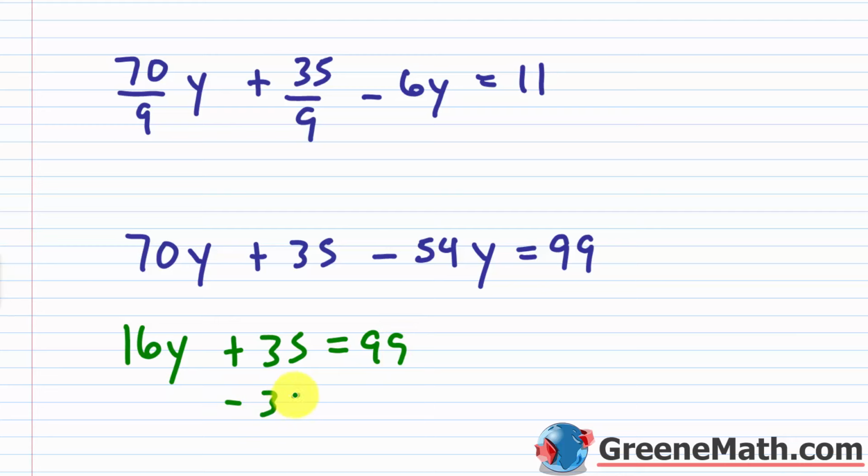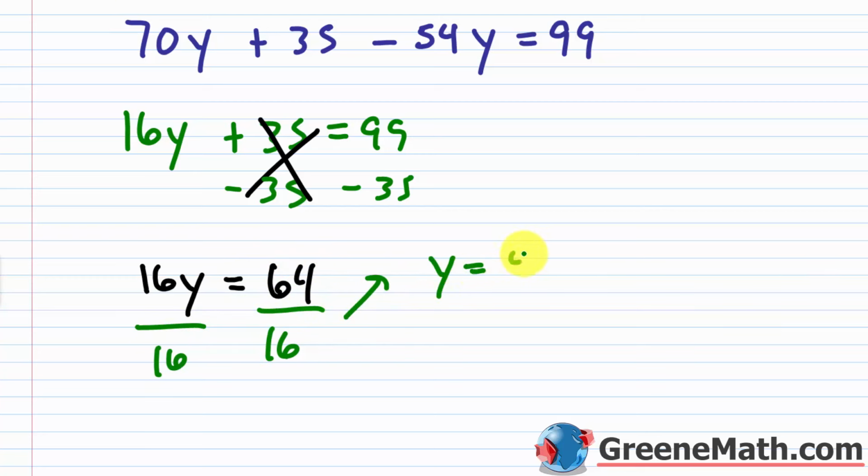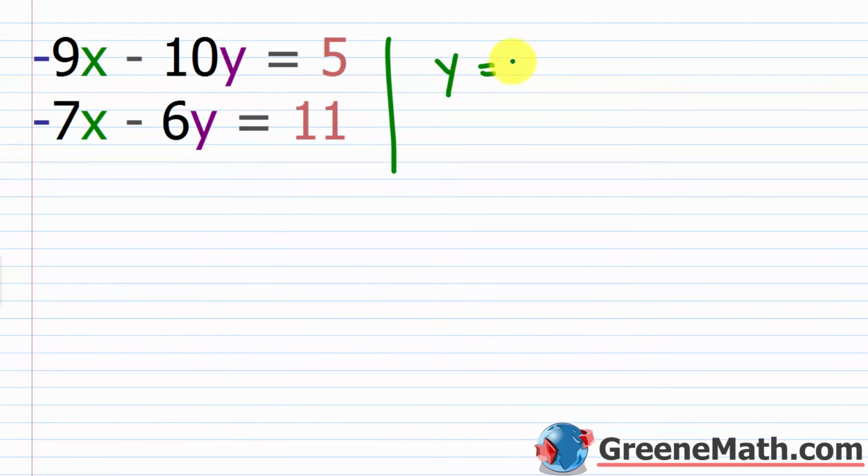I'm going to subtract 35 away from each side of the equation. This will cancel. We'll have our 16y is equal to, if I do 99 minus 35, that's going to give me 64. If I then divide both sides by 16, I'll find that y is equal to 4. Okay, so let's erase all this. All right, so at this point, we know that y equals 4.